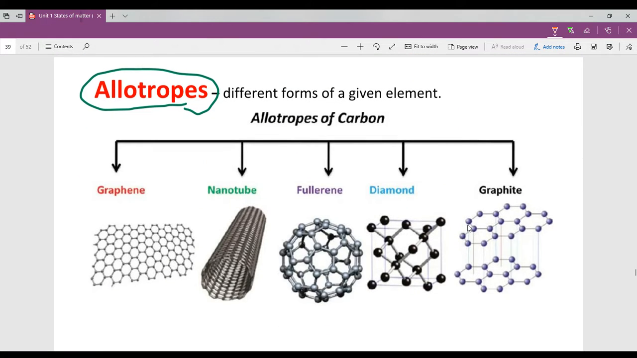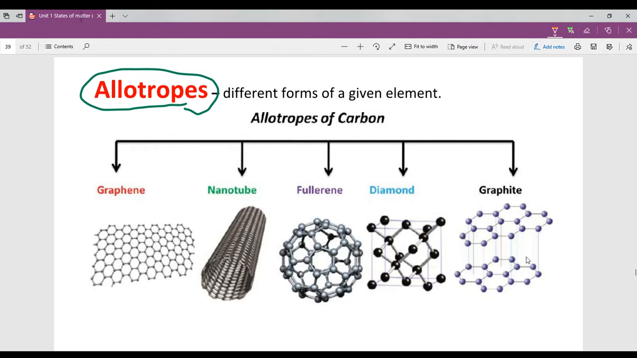Now, sometimes an element can attach to other atoms in a unique way, and that leads to something called allotropes. For example, the element carbon. You can see that if the carbon atom is attached to three other atoms like this, and then they interact with another layer of atoms, this gives you something called graphite.